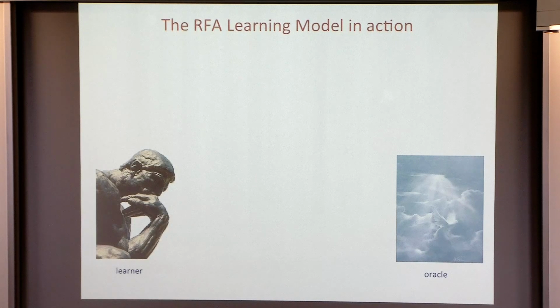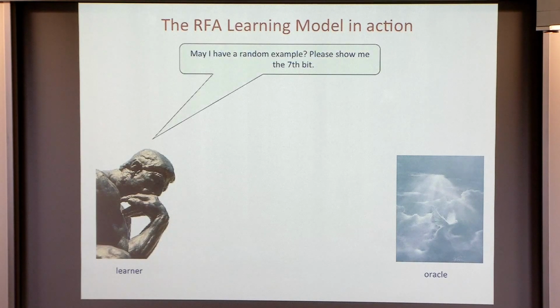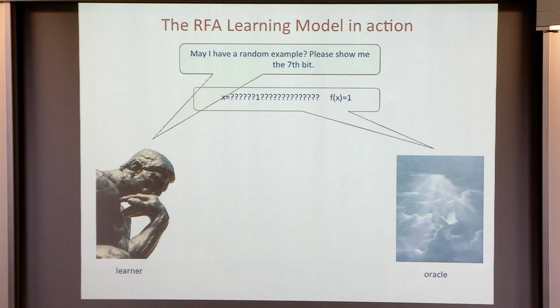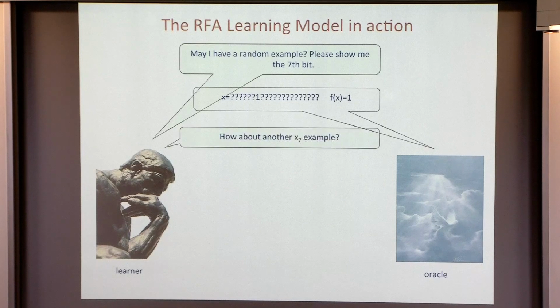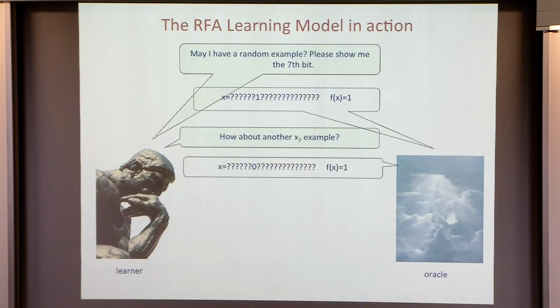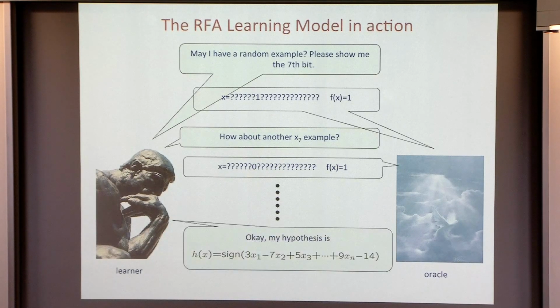A kind of cartoon of how learning proceeds in this model: we have the learner and we have the source of data. The learner says, I'd like an example, and please make it an X7 example. Show me the 7th bit. So it gets back something like this. The learner says, I really could stand to learn more about the 7th coordinate. Please show me another X7 example. And it gets back something like this. Maybe this time the 7th coordinate is 0, the label is 1. So on and so forth, and at the end of the day, the learner has to spit out some high accuracy hypothesis based on this kind of interaction.